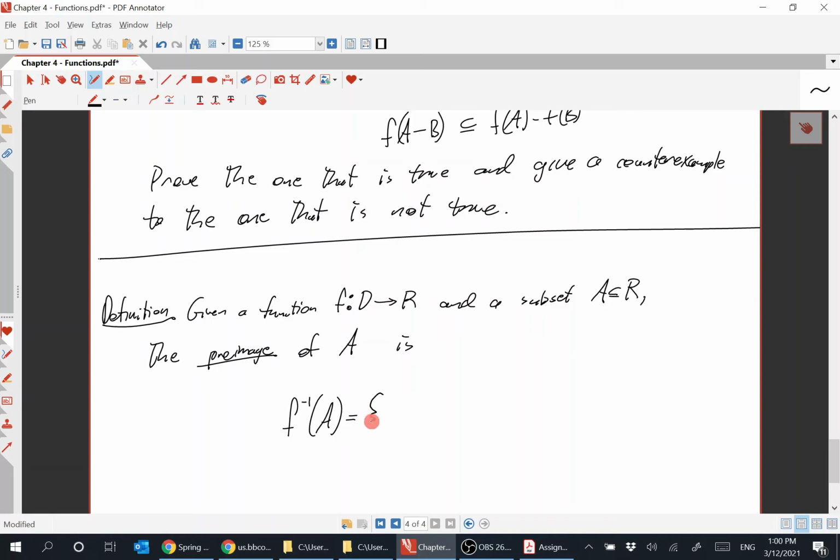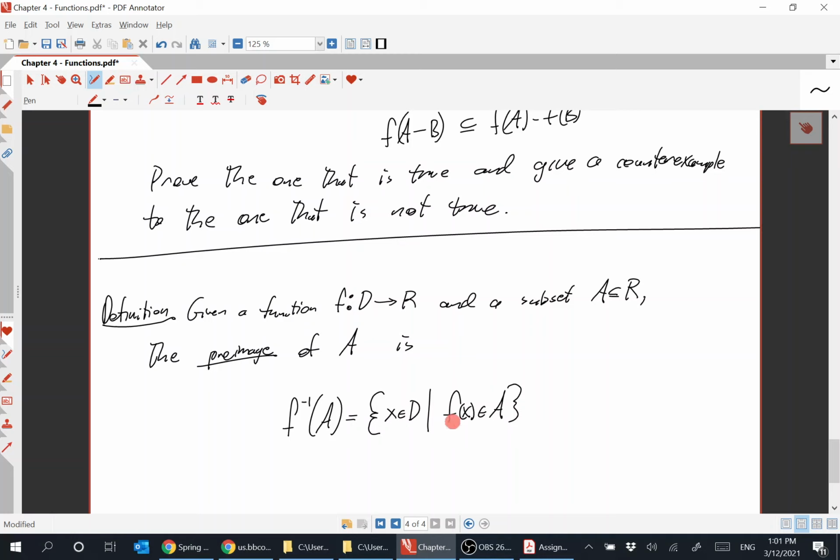Not because I won't know what you mean. I will know what you mean if you say f inverse, at least I hope I will, but I want to make sure that you know. So don't confuse it with that. The preimage is the set of all x in the domain such that f of x is an element of A.